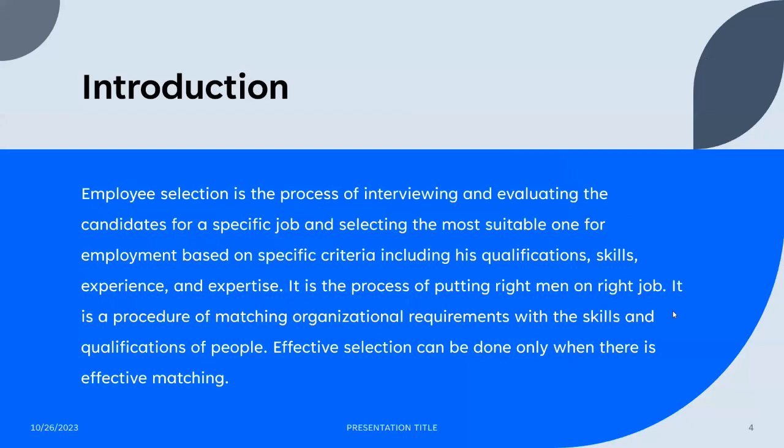Shortly, employee selection is the process of interviewing and evaluating the candidates for a specific job and selecting the most suitable one for employment based on specific criteria, including the qualifications, skills, experience, and expertise. It's the process of putting the right people onto the right job, because this is what we want. We want to find the right people to do the job. It is a procedure of matching organizational requirements with the skills and qualifications of people. Effective selection can be done only when there is effective matching.